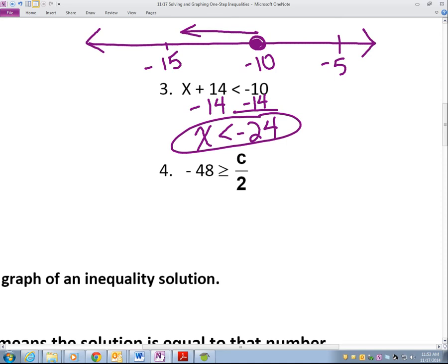Yes? Why do we have a sign for number one?